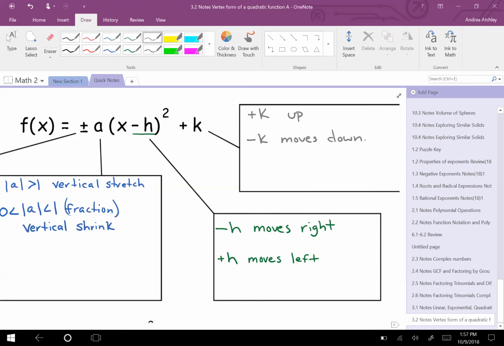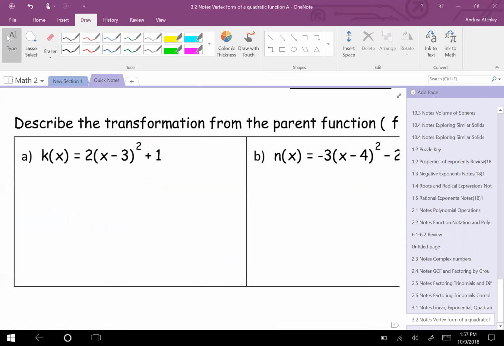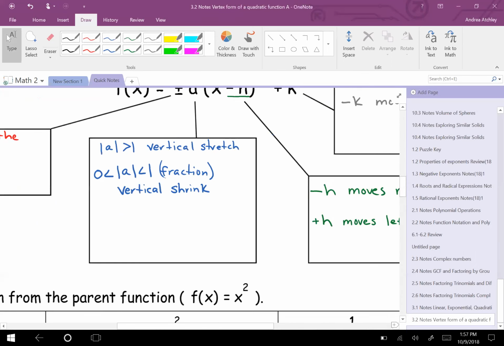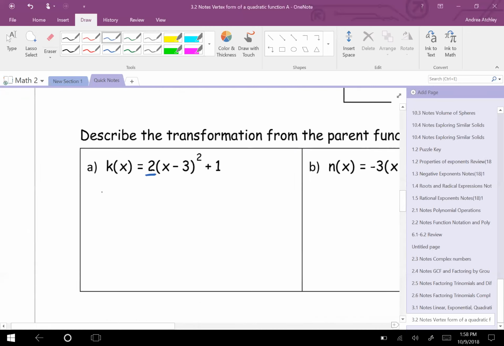Okay, so in your homework, you're going to be asked to describe the transformations. How am I moving this? So we're going to start with the a value. The a value is 2. Is that greater than 1, or is that in between 0 and 1? 2 is greater than 1, so that is a vertical stretch. The 2 in this case tells me it's a vertical stretch.